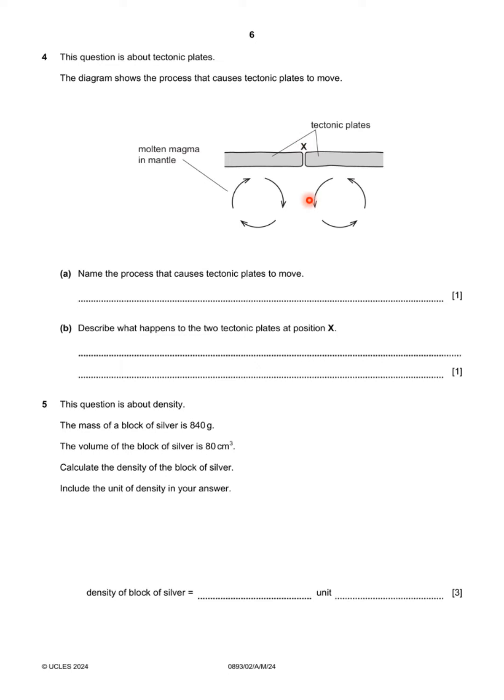So they are going to converge at this point here and build up a mountain. A physical feature will be formed here by the pulling and the folding. Name the process that causes the tectonic plates to move. Convectional current. On the left hand side, you see clockwise current, then on the right hand side, you can see anti-clockwise current. Describe what happens to the two tectonic plates at S. At S, the two tectonic plates will fold to form a mountain.